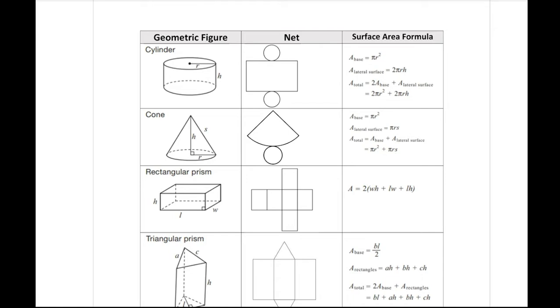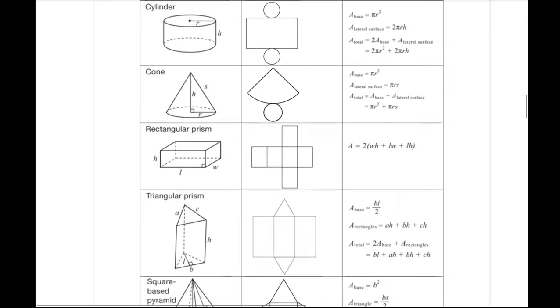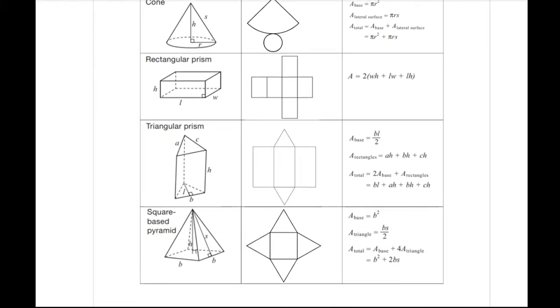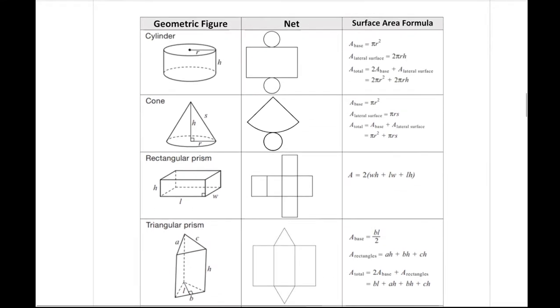You could think of it as if my 3D object is a box, and I unfold or unpack the box, it creates a net. We can see this here with our cylinder and the net, cones, rectangular prisms, triangular prisms, square-based pyramid. If we think of our 3D object as a box or as a container, and we unfold it and lay it flat, what does it look like? Based on what it looks like and how much space it takes up, that's the surface area.